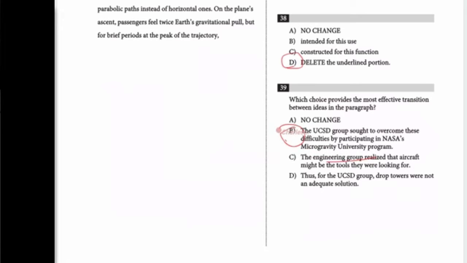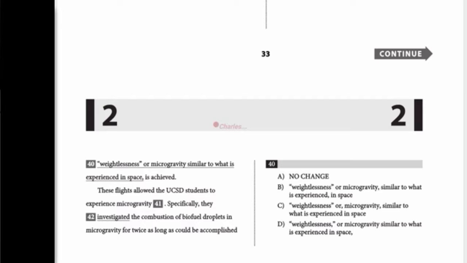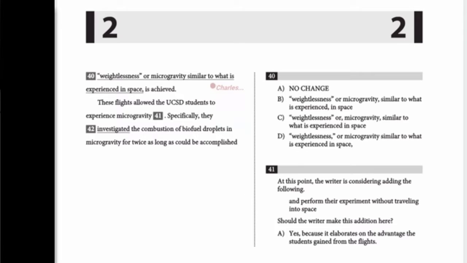It connects to the sentence afterward with the pronoun reference to the program, and it does transition properly between ideas. So because the drop towers didn't give good data or results, they sought to overcome these difficulties, the shortcoming of the drop towers, by participating in the microgravity program. Okay, B is definitely correct for 39. Connects on both sides, and it's the right transition.